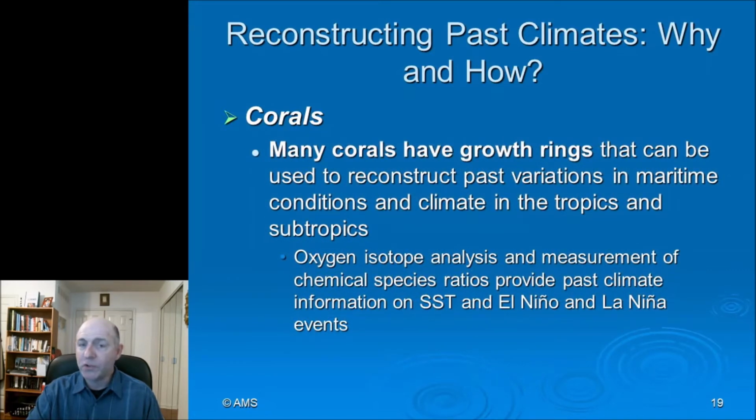But much like trees, corals have growth rings that can be used to reconstruct past variations in the climate in maritime climates, the tropics and subtropics. So remember how important the tropics are to the global temperature patterns. That's where so much of Earth's energy is, in the tropical regions, especially tropical oceans. Lots and lots of heat energy.